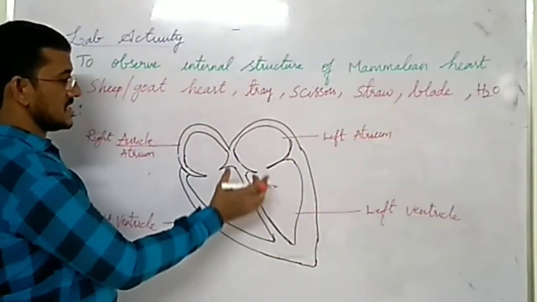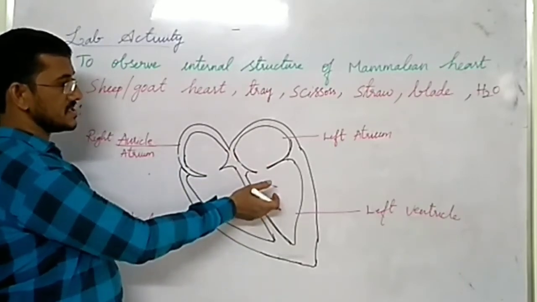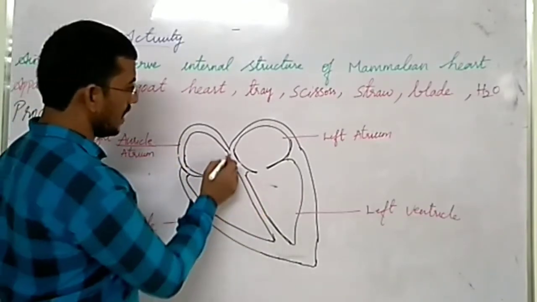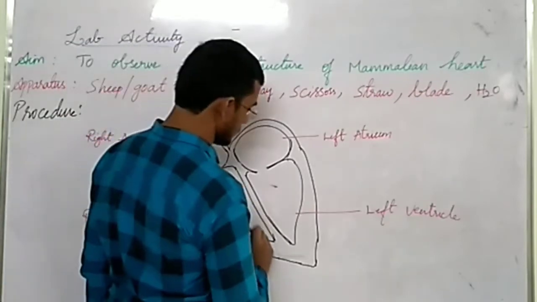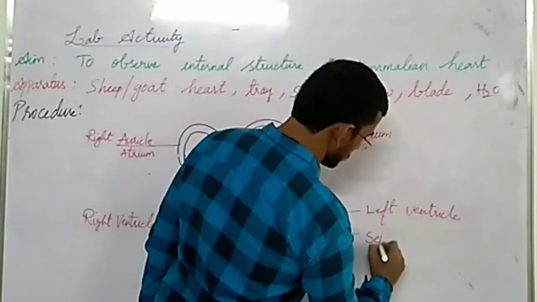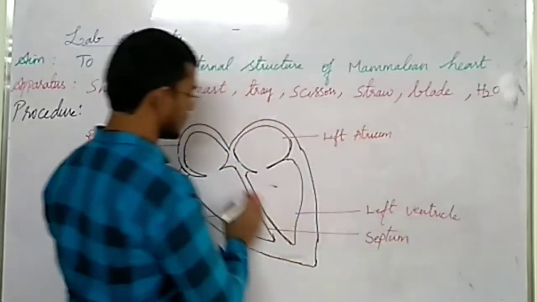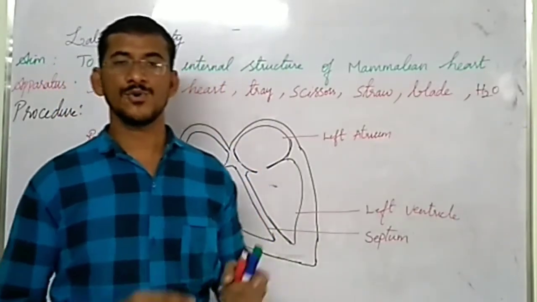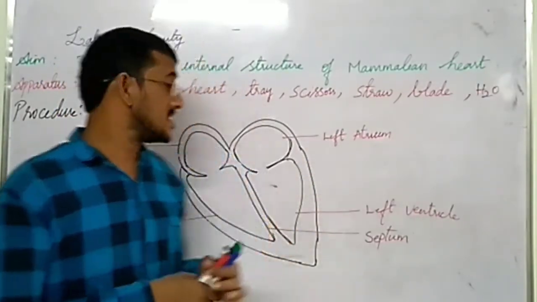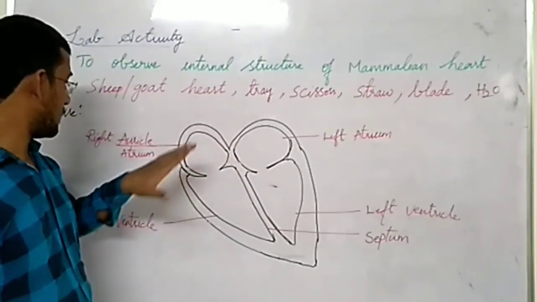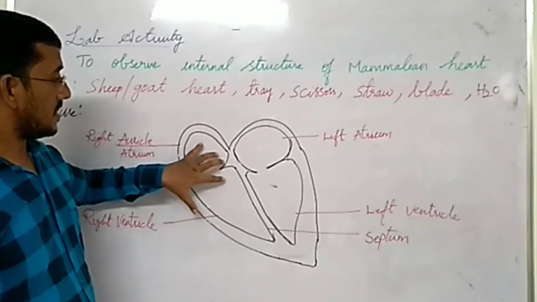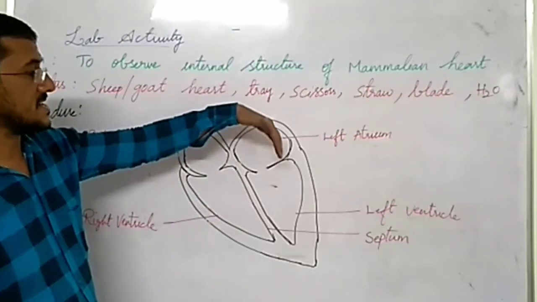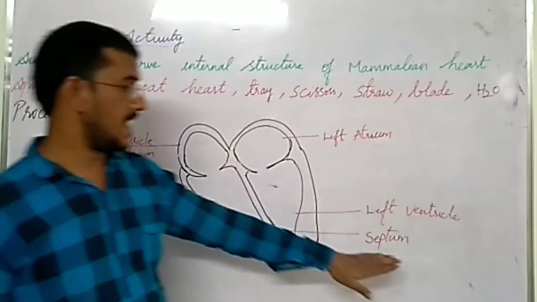The auricles and ventricles of the left side and the auricles and ventricles of the right side are separated by a wall, and this wall is called the septum. So this is the septum. So you know that in your house, if you have two bedrooms side by side, the two bedrooms are separated by a wall in the middle. The same way here, the right side atrium and ventricle are separated from the left side atrium and ventricle by a wall called the septum.